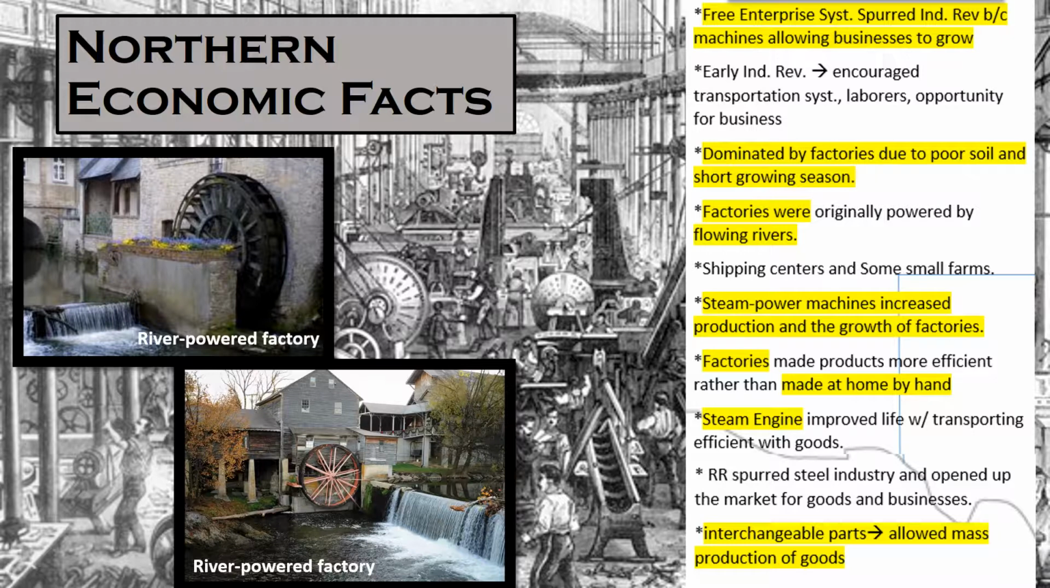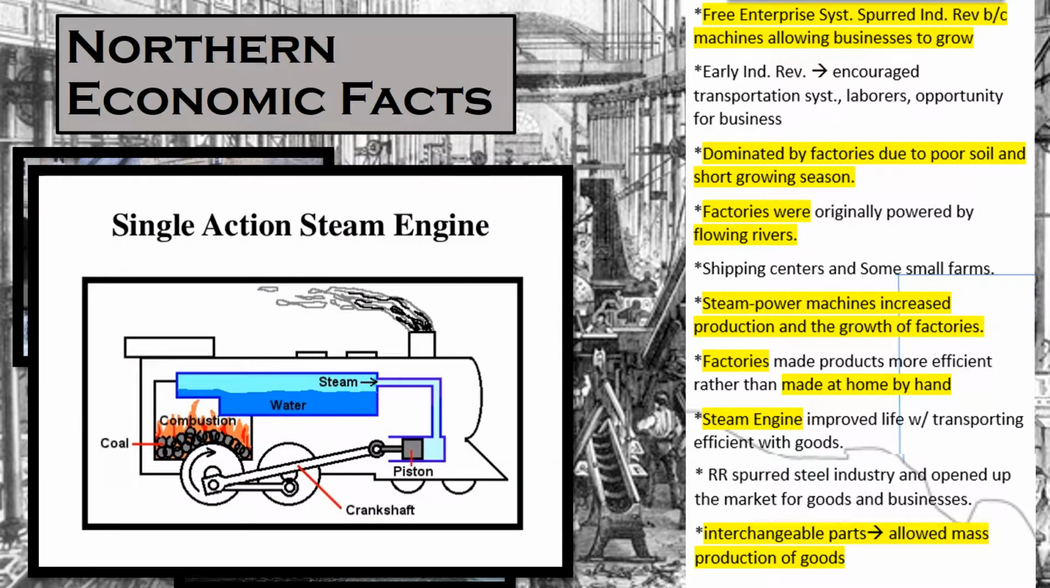Shipping centers and some small farms took place here, but again, mostly going to be factories. You have steam power machines, increased production, and the growth of factories. So here's an example of a steam engine on a train and how it works. You have the coal heating up the water, the pressure from the steam pushes the piston, which turns the crankshaft, and the cycle continues.